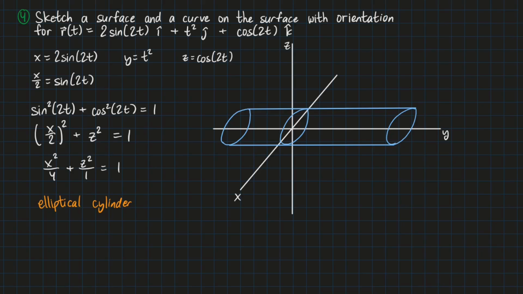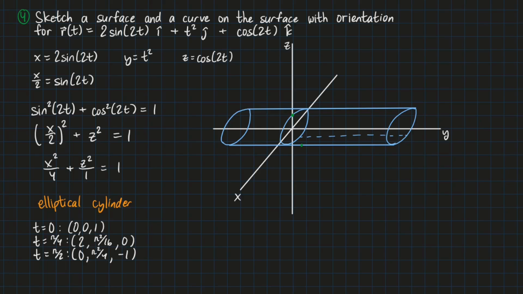So we can start putting in values for t to plot points. Plug in 0 for t, we'll have the point 0, 0, 1. This is going to be on the z-axis, and it's just going to be the top of the ellipse here. For t equals pi over 4, we'll have the point 2, pi squared over 16, and 0. So we'll move positive along the y-axis by a little, and then the point will be on the left side of the ellipse. For t equals pi over 2, we'll get the point 0, pi squared over 4, and negative 1. And that's going to be on the bottom of the ellipse.